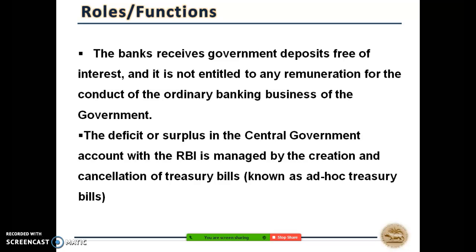The deficit as well as the surplus in the central government account with the RBI is managed by the creation and cancellation of treasury bills, and it is known as the art of treasury bills. That means whenever a deficit or a surplus occurs in the central government account, RBI immediately manages it with the creation as well as cancellation of treasury bills.